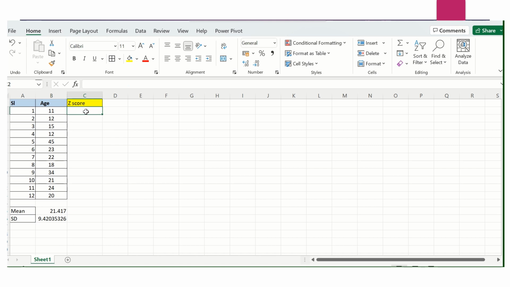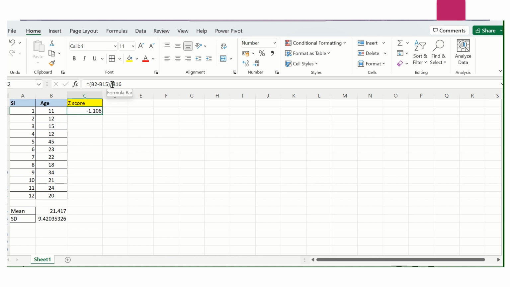Z score is equal to the value minus mean, divided by standard deviation. So we found the Z score equal to minus 1.106. So let us calculate for the others also.